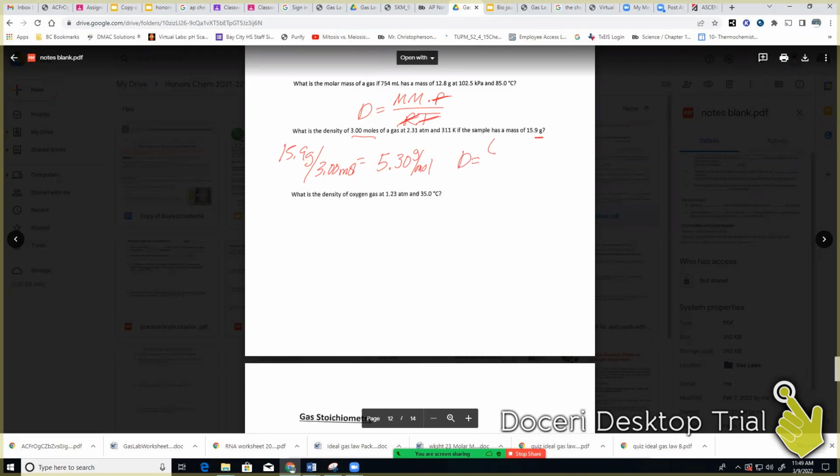So I'm going to start filling in. My molar mass was my side calculation. My pressure was my 2.31. My R, 0.0821. It's the only one I have memorized, so I like when it's in atmospheres. And 311 was my temperature.